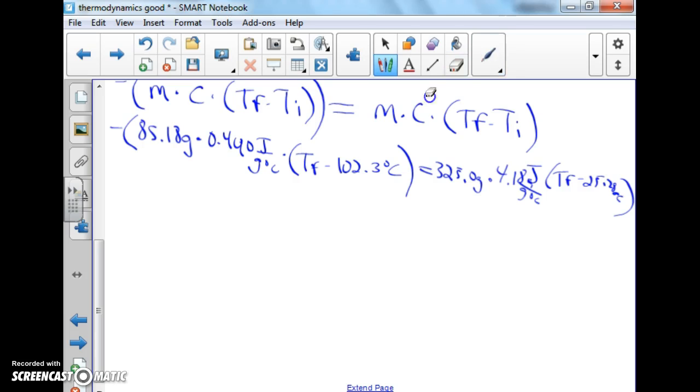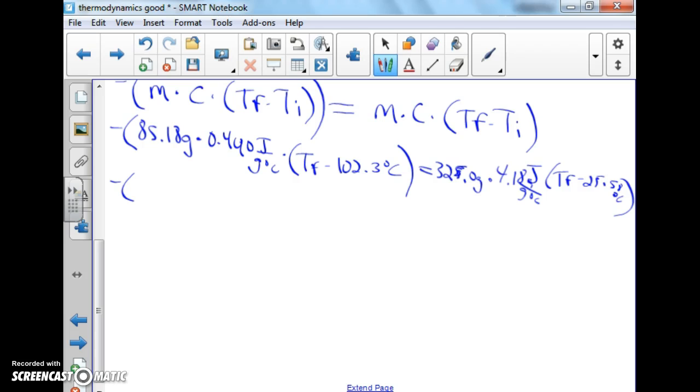All right, so the next step I would do, if I was encouraging you to do it a certain way that has success, is to multiply these two numbers first, the two numbers on each side of the equal sign. So I'm going to mark multiply. I'm going to leave my negative in here right now, on the outside I should say. I'm going to multiply 85.18 grams times 0.440 joules per gram degrees Celsius. So I'm going to do that part. And on the other side, I'm going to multiply 325 grams times 4.18 joules per gram degrees Celsius.